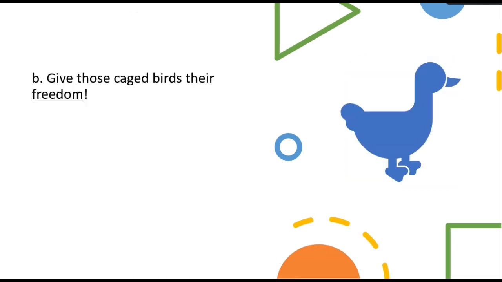Now look at sentence B. Give those caged birds their freedom. What is the underlined word? Abstract. Why? Because you cannot see, touch, taste or smell freedom. Anything which escapes your five senses is an abstract noun.